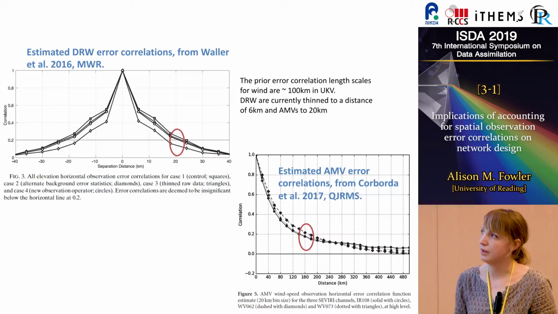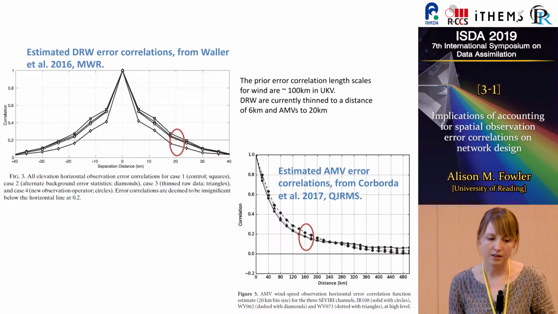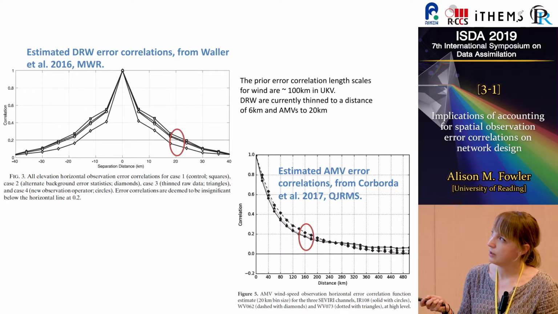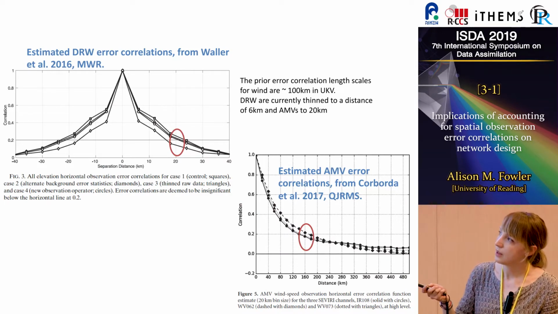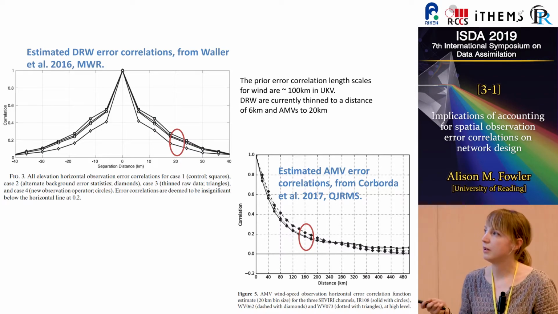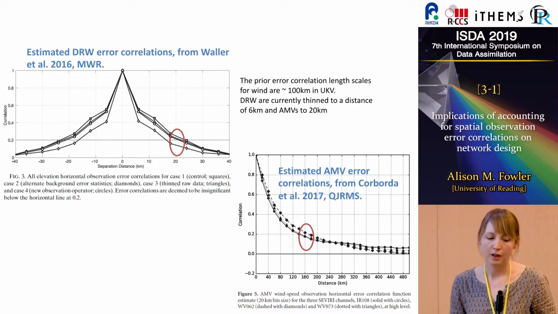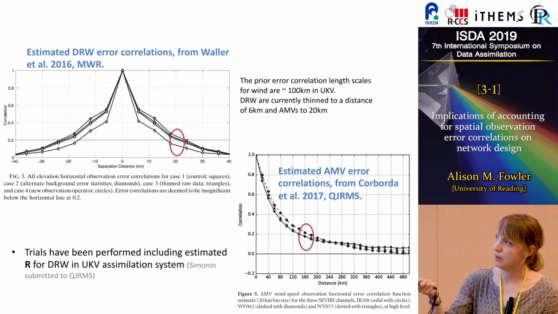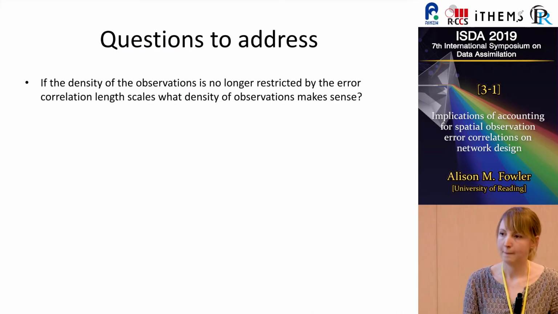These are two examples where the Desroziers method has been used to estimate spatial correlations, for the Doppler radial winds and for AMVs, both within the UKV system. We're estimating 20 kilometers and 160 kilometers for the two different observation types. This kind of information could be used to improve the thinning distance of our observations, or it could be used to explicitly account for the observation error correlations. Trials have been performed at the Met Office in the UKV system using this estimate of the covariances for the Doppler radial winds.